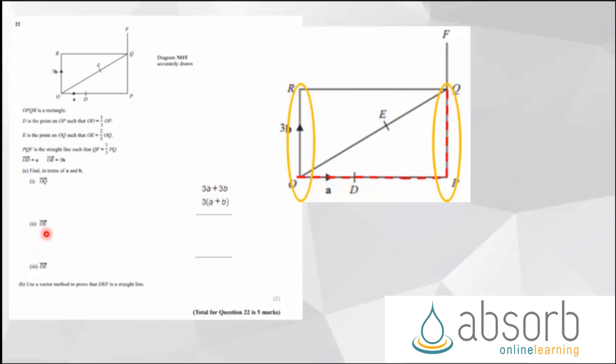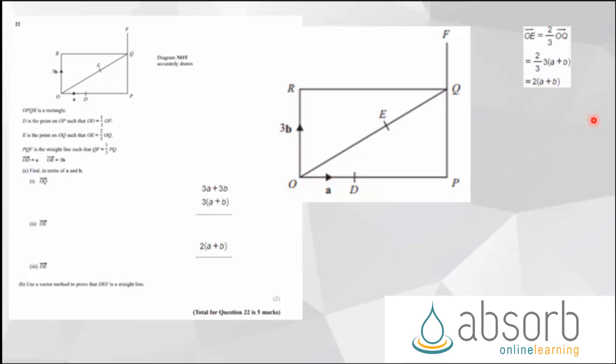Now we have to work out the vector OE. Again, we don't have any diagonal information. It's all going to be done in terms of the vectors that we've got. So let's have a look at what information we actually have. We're told that E is a point which is 2/3 of the way along OQ. We already know OQ, it's 3A plus B. So in order to find OE, we need to find 2/3 of OQ, which is 3A plus B. The 3 will just cancel out with the 3 to give us an answer of 2A plus B. And that's our answer for that particular part of the problem.